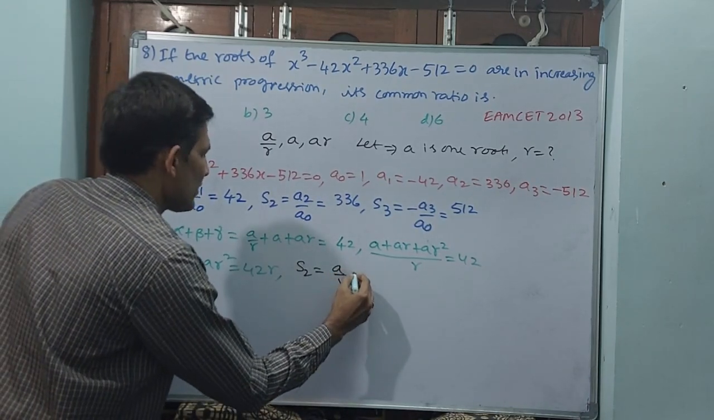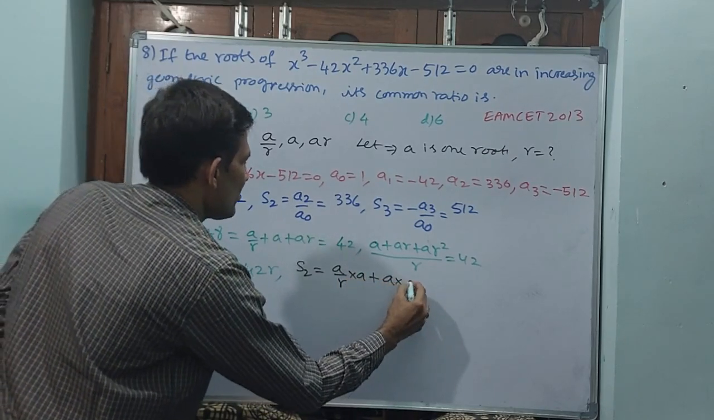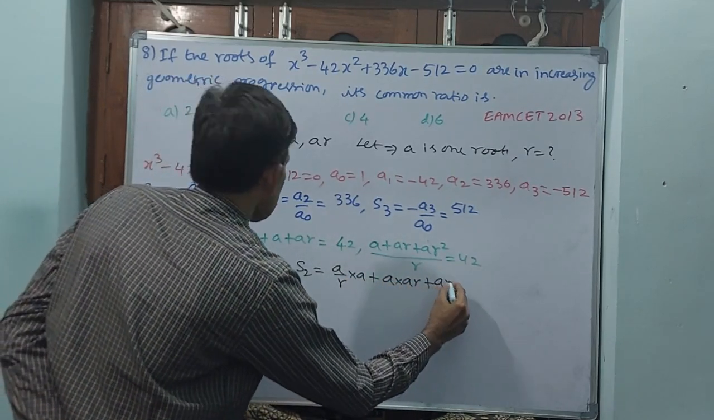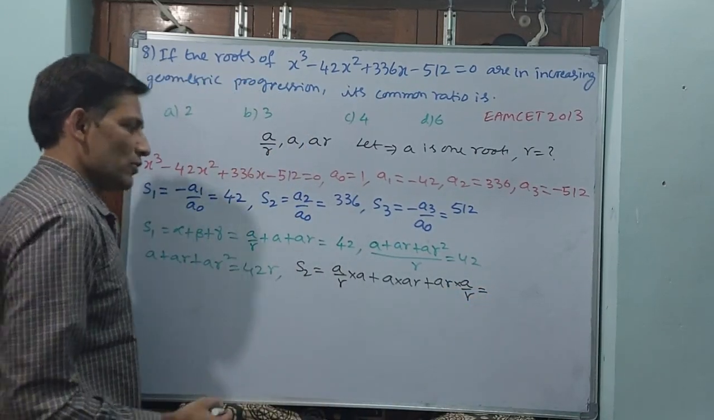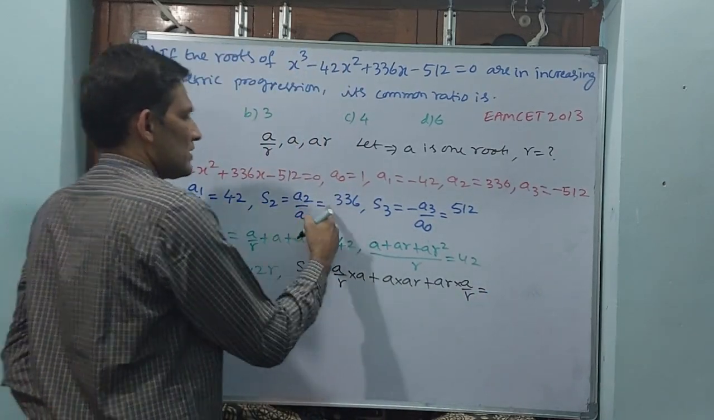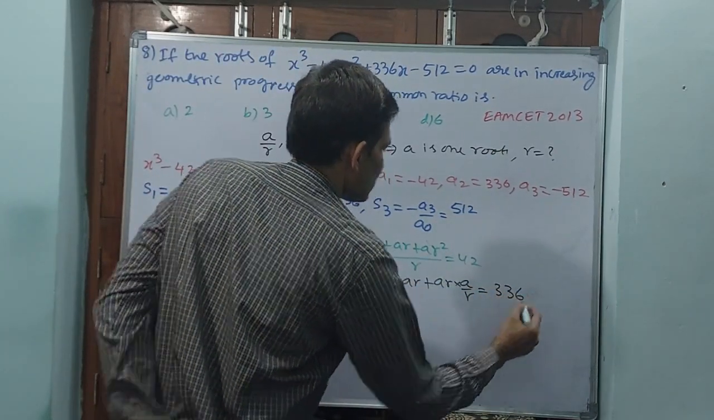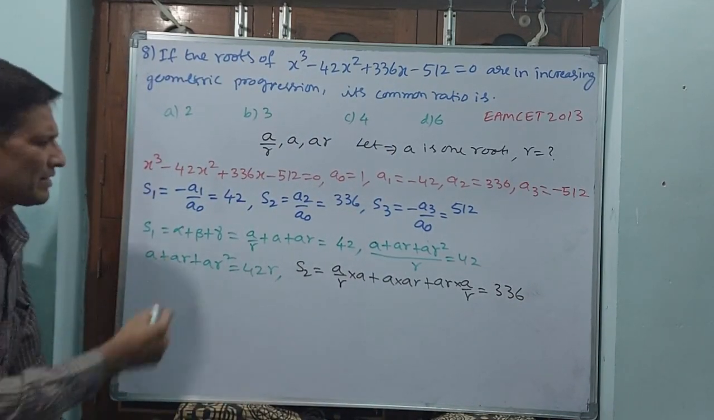A by R into A plus A into AR plus AR into A by R, that is equal to A square. See, first you write S2 value. S2 value is how much? S2 value is 336. Write down 336. Okay. I think S2 value we did not find, but let us find as a general practice.